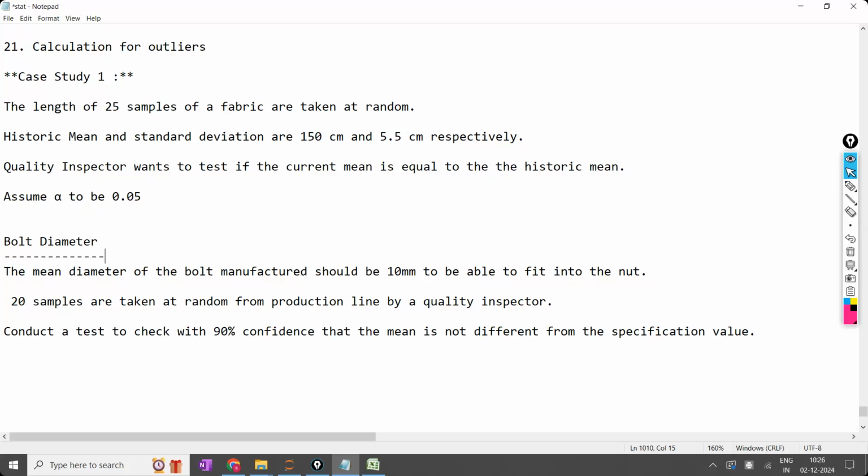What is the null and alternate hypothesis for this? Step one: the null hypothesis is mu equal to 10 mm. Why? Then only it will fit in the nut. Otherwise, we have to take action. The alternate is mu not equal to 10 mm.